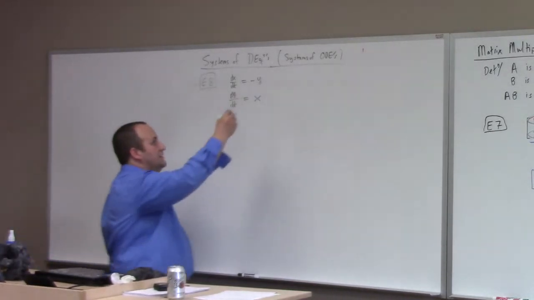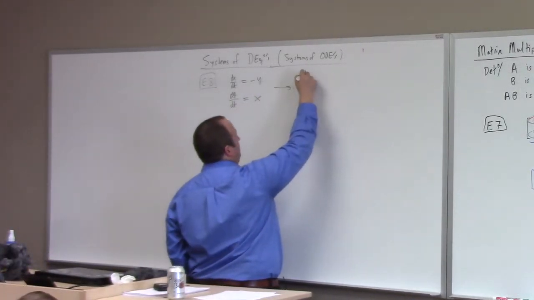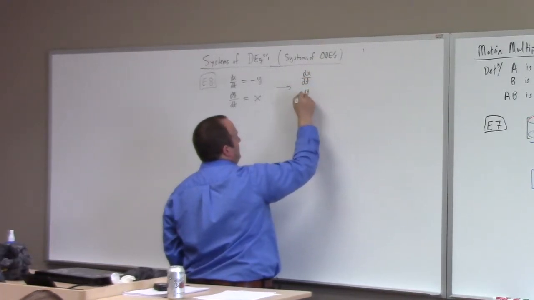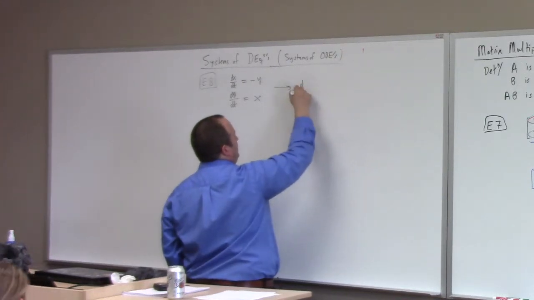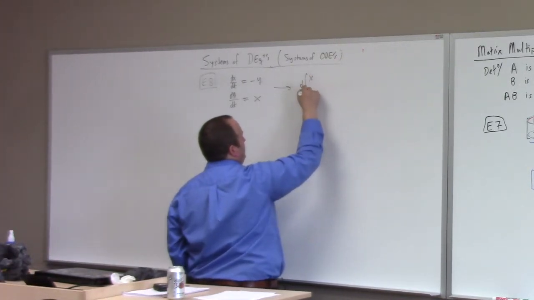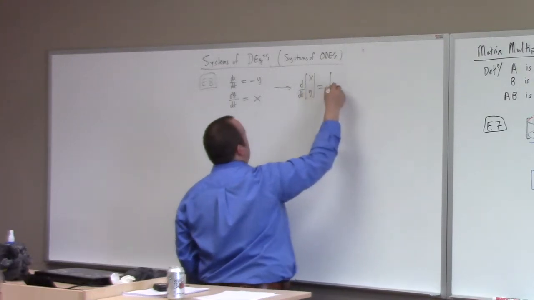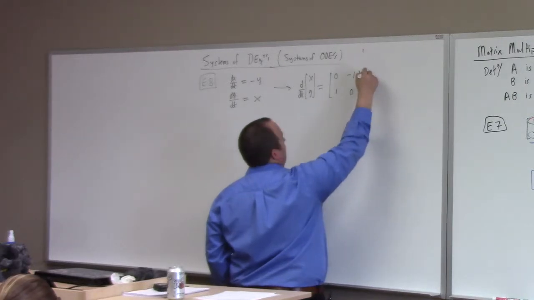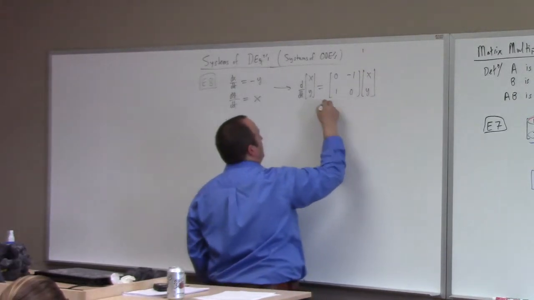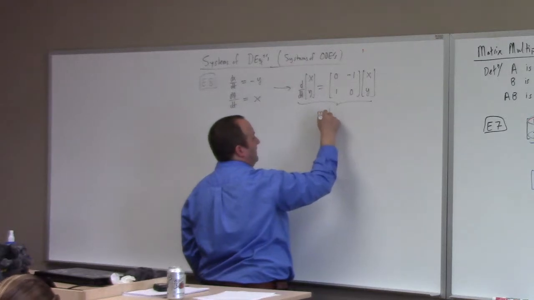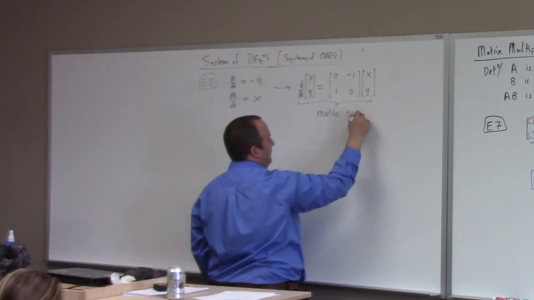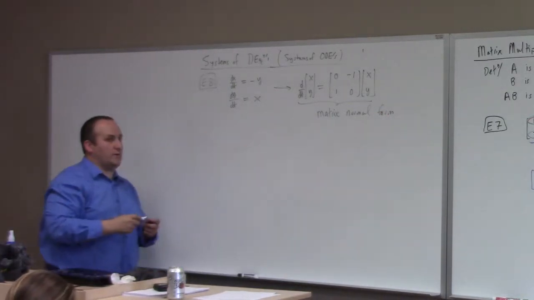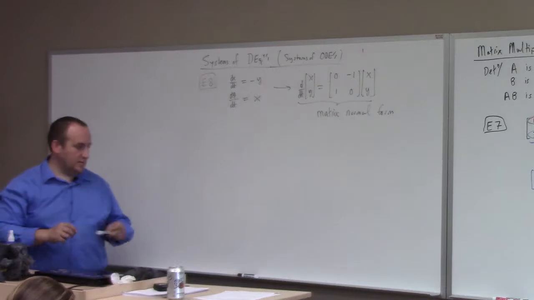In fact, I can put this in matrix normal form. So matrix normal form would look like this. Well, more to the point, d/dt of (x, y) equals, in this case, the matrix 0, minus 1, 1, 0, times (x, y). There you go, matrix normal form. Probably tomorrow I'll show you how to solve this using a technique.